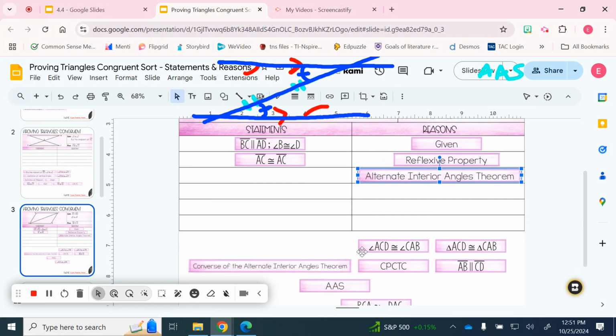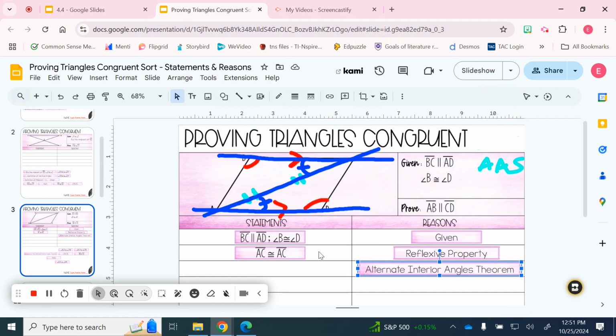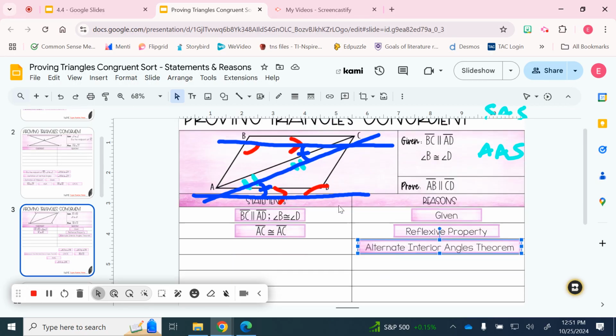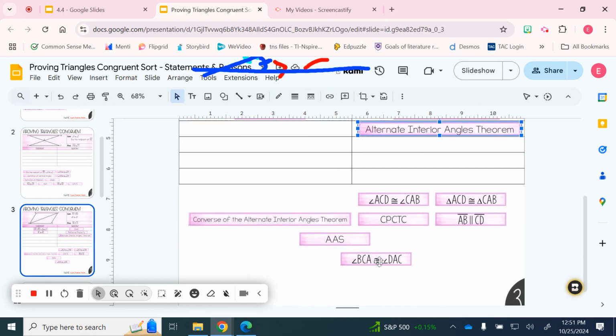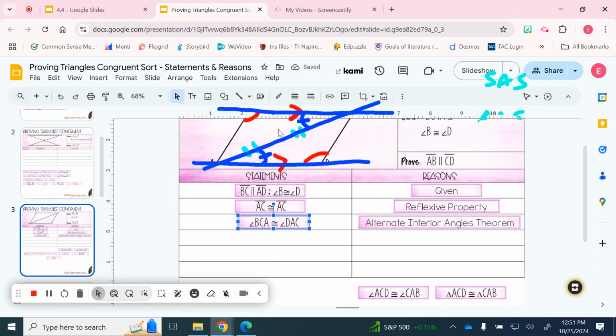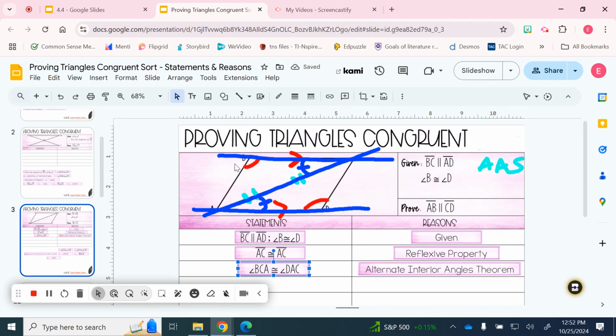Well, let's see. If I have A to C to D, does that match the angle I have here? A to C to D? Oh, I'm sorry, I went the wrong direction. That's a B, sorry. A to C to D. Does that match? No. So I know it's not that one, so it's got to be BCA to DAC. And if I check, B to C to A, that works. And D to A to C, that worked for these two. So those are my two angles I need to use.